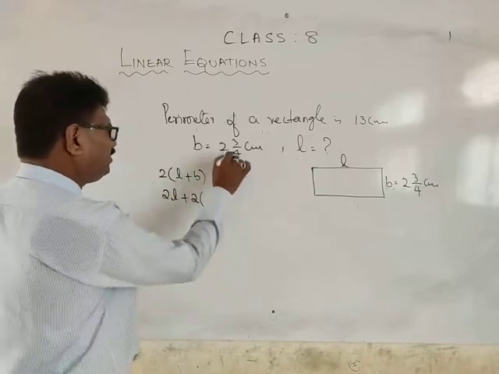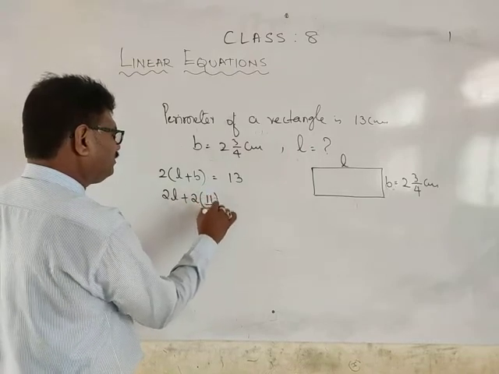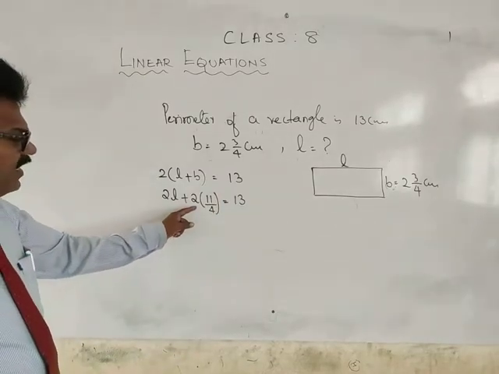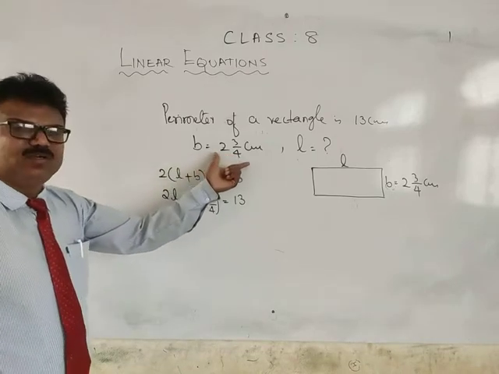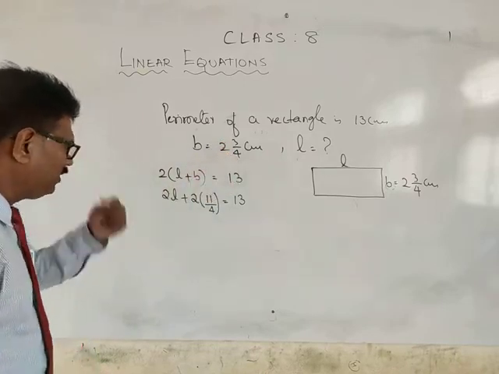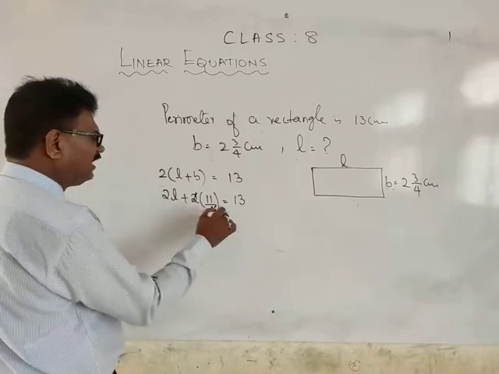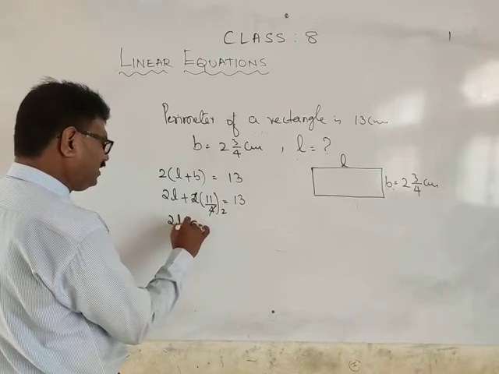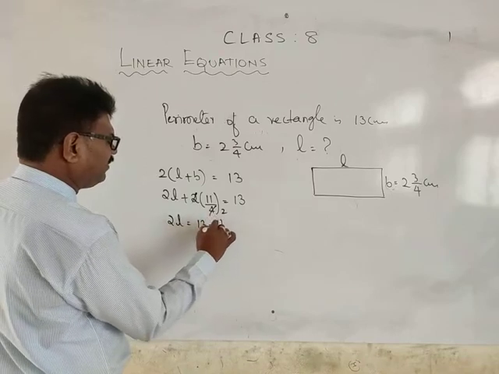B is equal to what? 4 twos are 8, plus 3, 11 by 4. So 2L plus 2 into 11 by 4 is equal to 13. Did you understand why I changed it? Just converting to an improper fraction: 4 twos are 8 plus 3, 11 by 4. Now 2 ones, 2 twos. Now 2 is the LCM, multiply throughout by 2. Otherwise, you can do 2L equal to 13 minus 11 by 2.